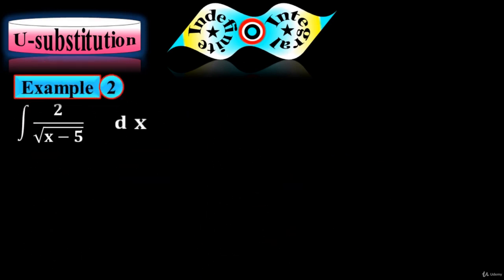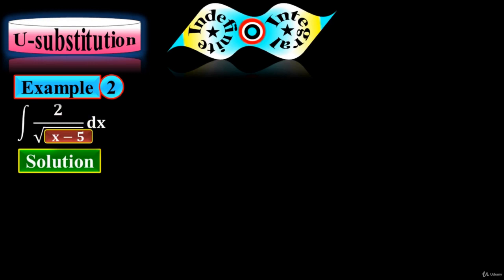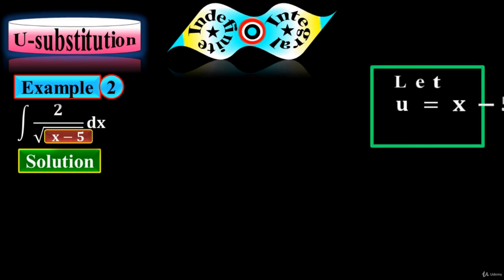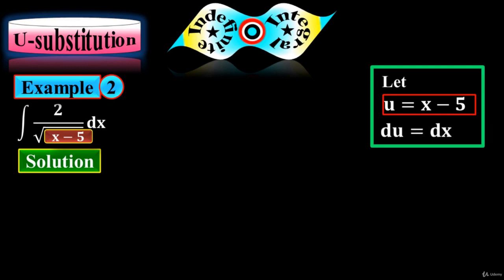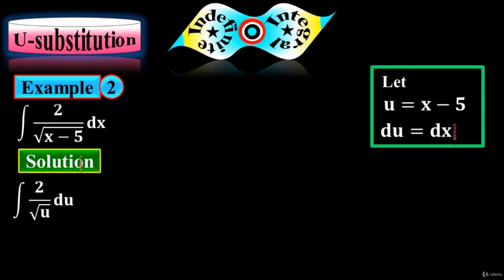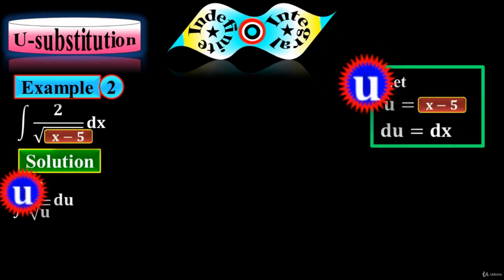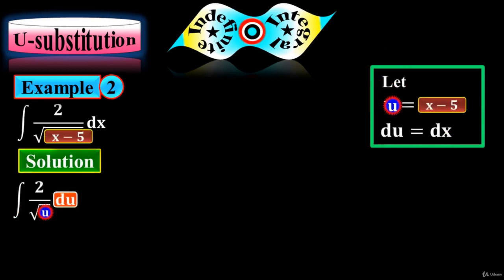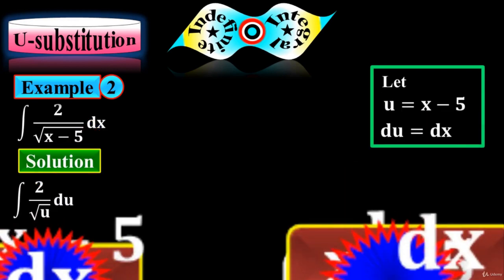Example number 2. Integral of 2 over the square root of x minus 5 dx. Solution. Make x minus 5 equals u. Take derivative on both sides. We have du equals dx. Now replace x minus 5 by u and dx by du.